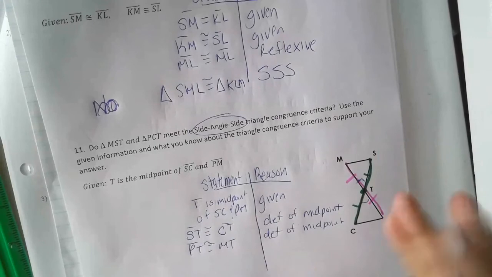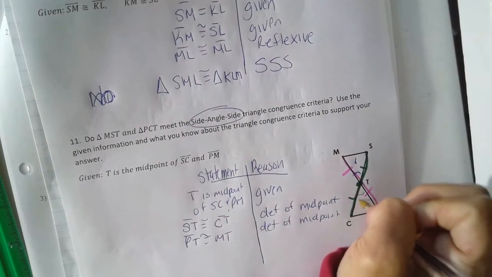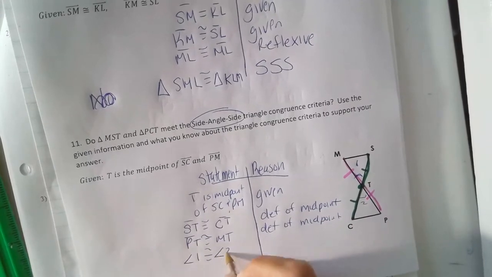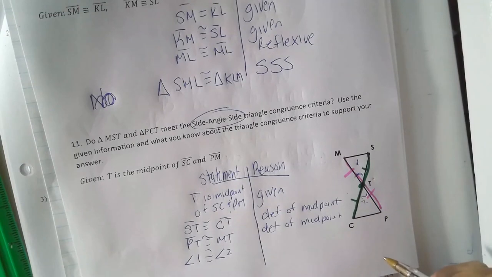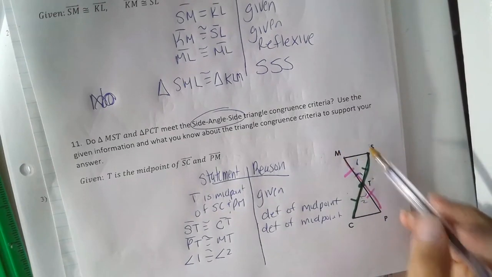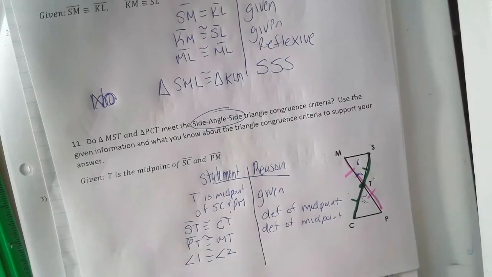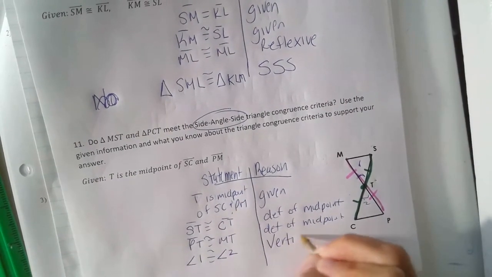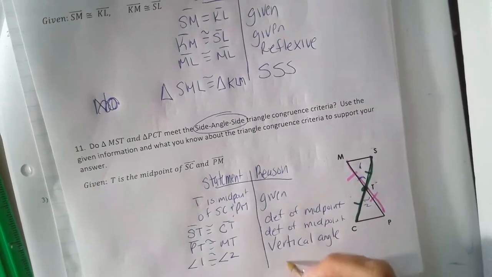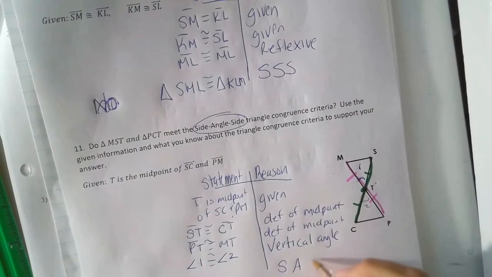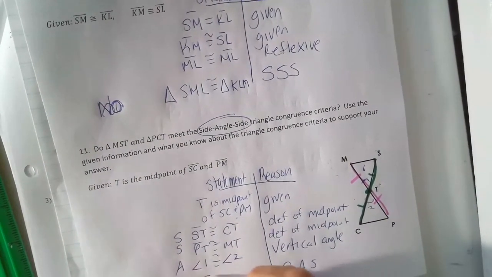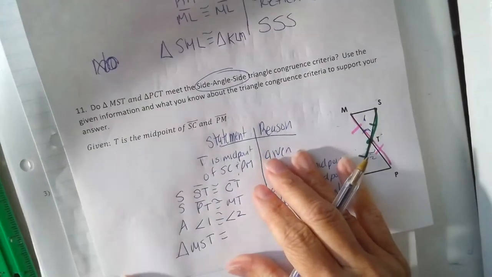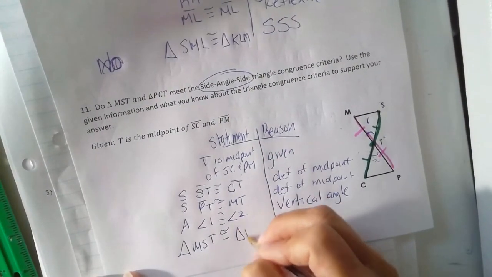I can go label this, but I think it's easier just to call them angle 1 and angle 2. Angle 1 is congruent to angle 2. We can't call them angle T. Too many angle T's. You can get MTS, CTP, or you can label them as angle 1 and 2. And we know they're equal because they are vertical angles. So therefore, we have side, angle, side. So yep, triangle MST is congruent to triangle PCT. If you have questions, make sure you come to the check-in.